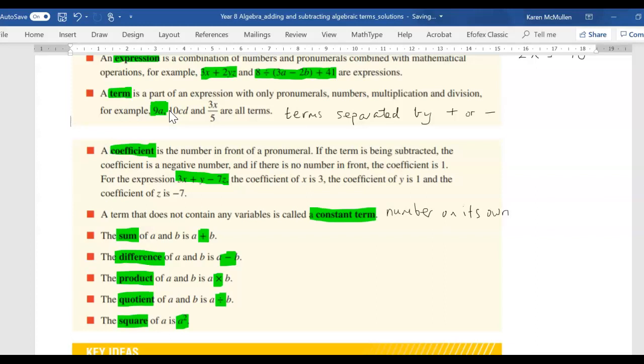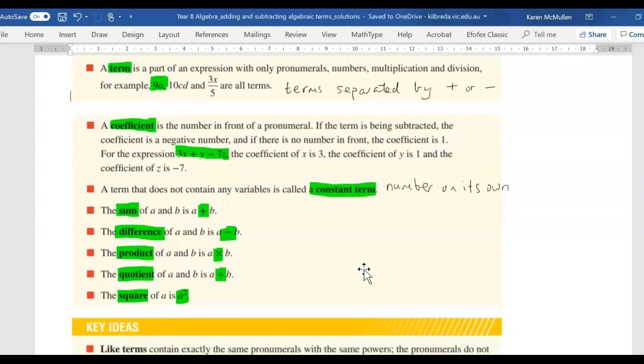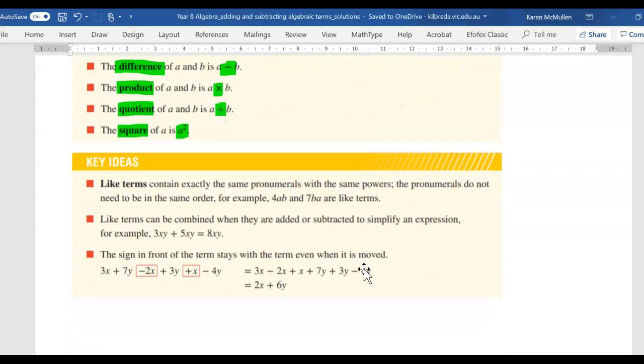It would say something like, the difference between m and n is 2. So m minus n equals 2. All right, so you need to understand what operation sign is associated with which term. And lastly, we're going to look at these key ideas.